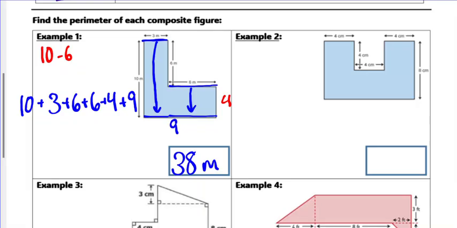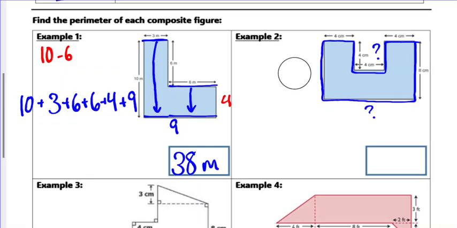We have a similar kind of shape on example 2. It's a little bit more complicated, but it's kind of the same thing. First off, let's highlight the shape, and think about which ones are missing. I'm missing this one, I'm missing that one, and I'm missing that one. Alright, so 2 of these are pretty easy. I don't really even have to do math. I just kind of have to observe what the shape looks like.